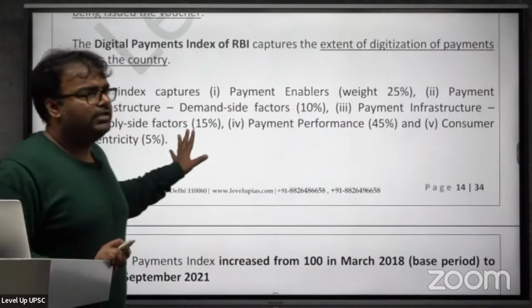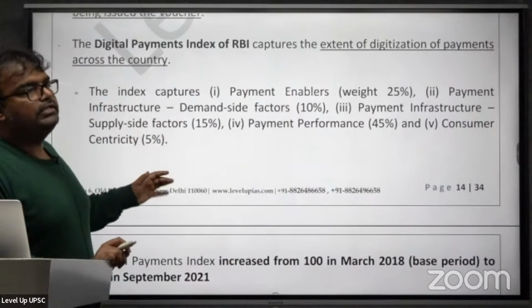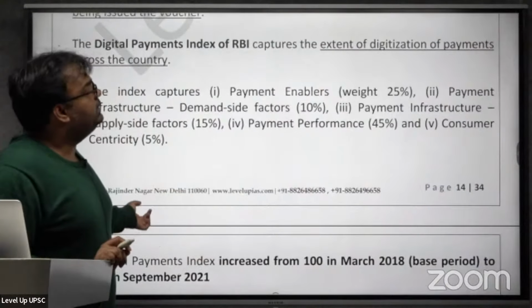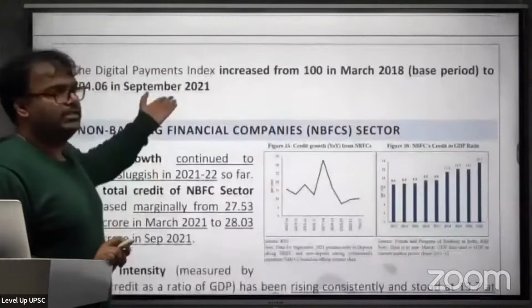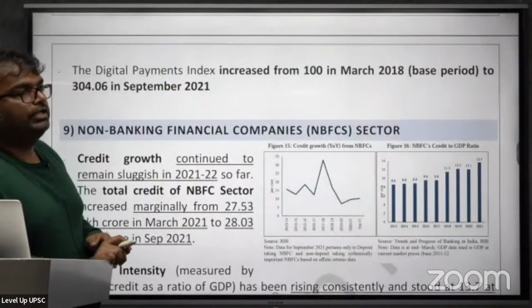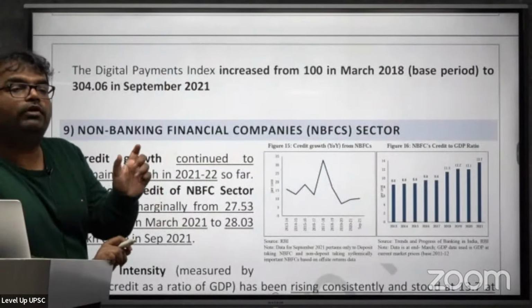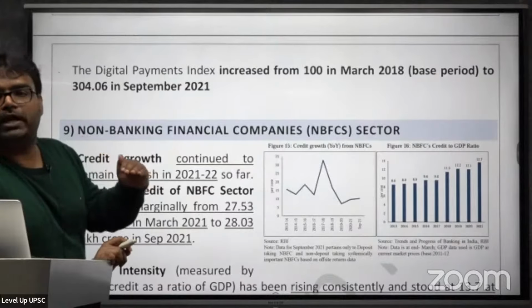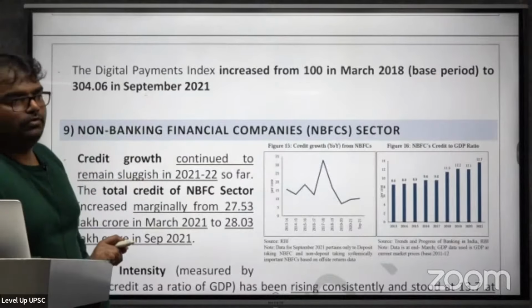All these criteria are taken into consideration to develop that index, and as per that index, India's digitization of payment is increasing. It has gone up from 2018. So in 2018 we gave a score of 100 because it was the base year. So from that base year, it has become 300 now.